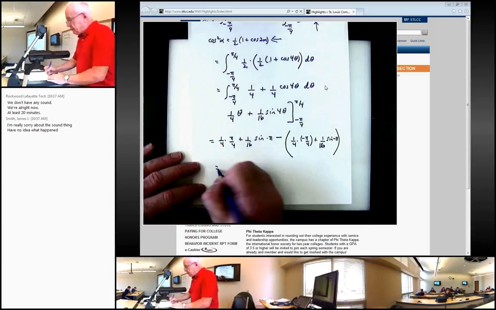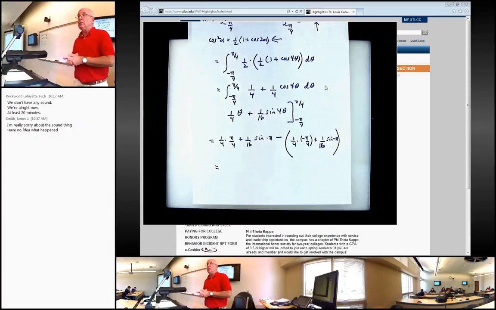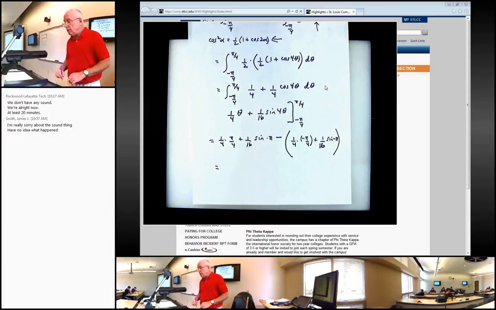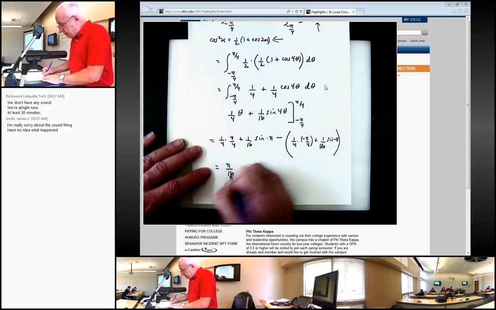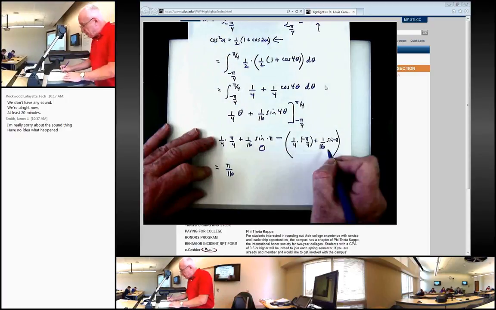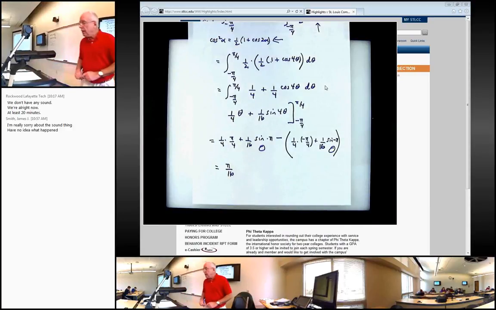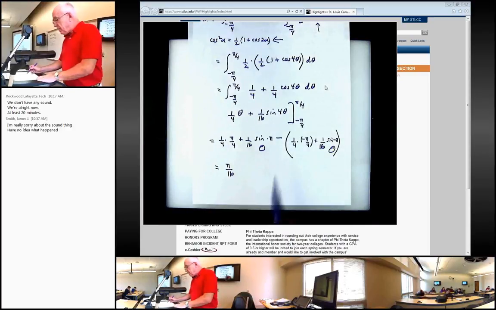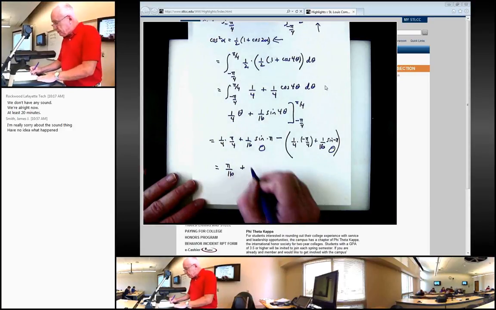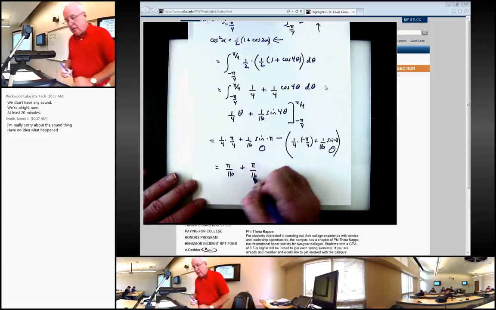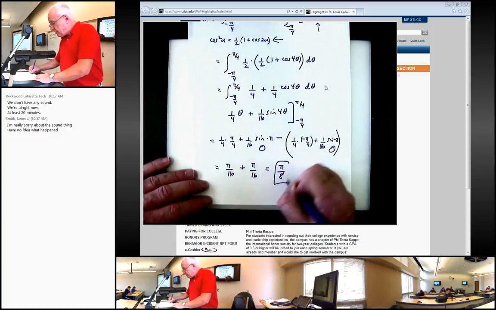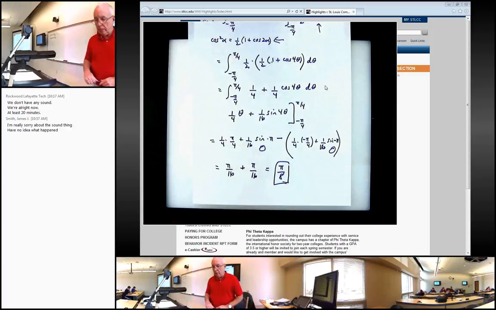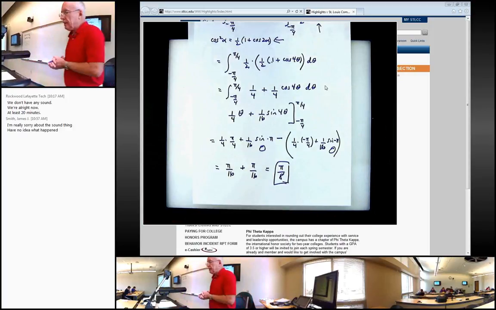So a lot of this is going to go away because the sine at pi and at negative pi is 0. So what I end up with here is pi over 16. That last one is 0. And be careful, I have a double negative here, so I have another plus pi over 16. Joining them together gives me pi over 8 as my area, right? Okay.